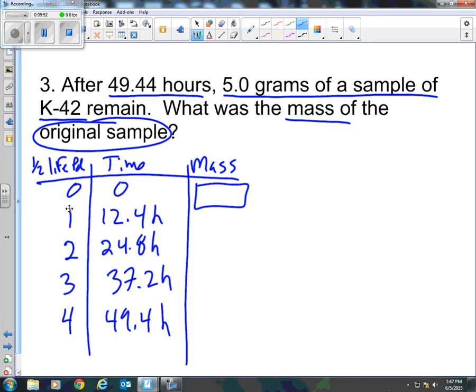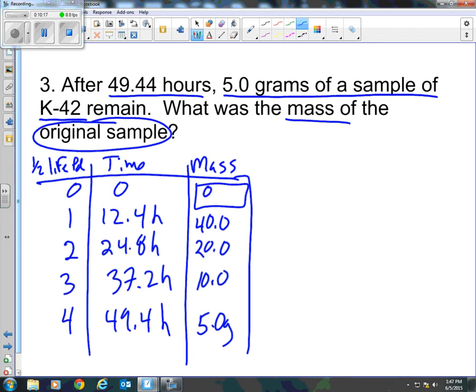So now I've got this, and I know it's taken 4 half-lives, but there's another piece of information. It says at this point, 5 grams remain. So now, instead of taking half in this column like I normally do, I'm going to start doubling it to get to that original mass. After 3 half-lives, I would have had double that, which would have been 10. After 2 half-lives, I would have had 20. After 1 half-life, I would have had 40. So my initial mass would have been 80. And there's my answer. In this case, I would just have to work backwards to figure that out.